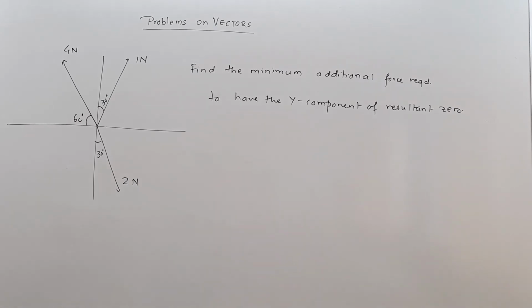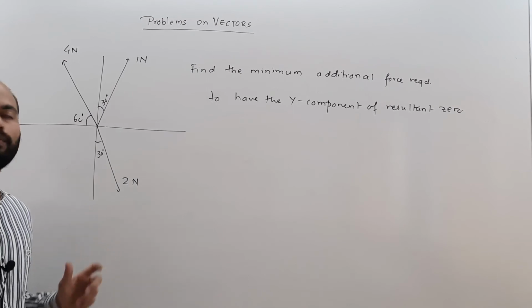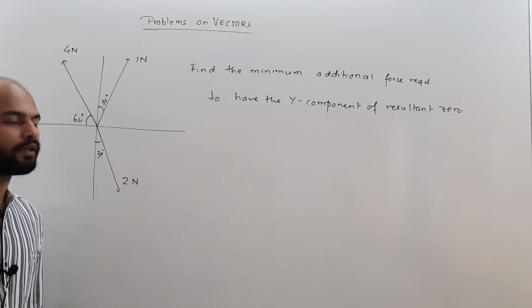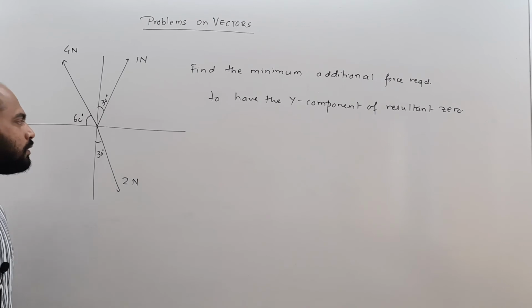Now there is a problem which says: find the minimum additional force required to have the y component of the resultant 0. Let us see how we can do this. So we have to follow the normal procedure. First find the x component, then find the net y component of the resultant.